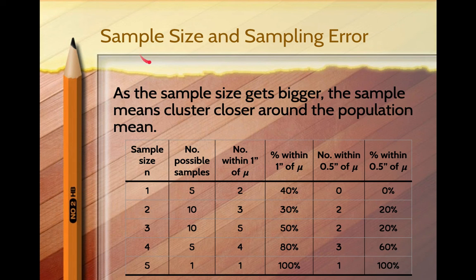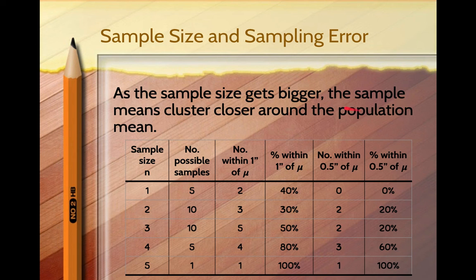So this table here is looking, again, at all the possible sample sizes, how many possible samples we can get, and how many are within 1 inch of mu. We'll see that, actually, just by picking one person we got a better result than picking 2. Interesting. But then after that, 50%, 80%, 100%. If we're looking within half of an inch, 0, 20, 20, 60, I'm still not doing too bad with 4 out of the 5.